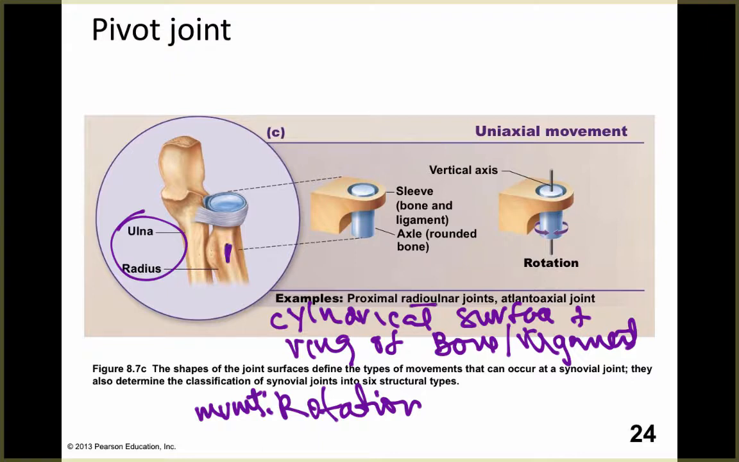So this is the radius, right? Pardon me, this is the ulna. And you can see the joint is right there and incorporates that round sleeve of ligament. And so this is, again, uniaxial.